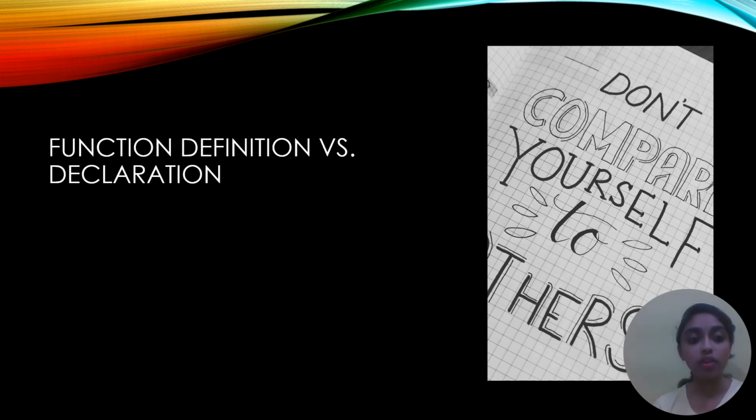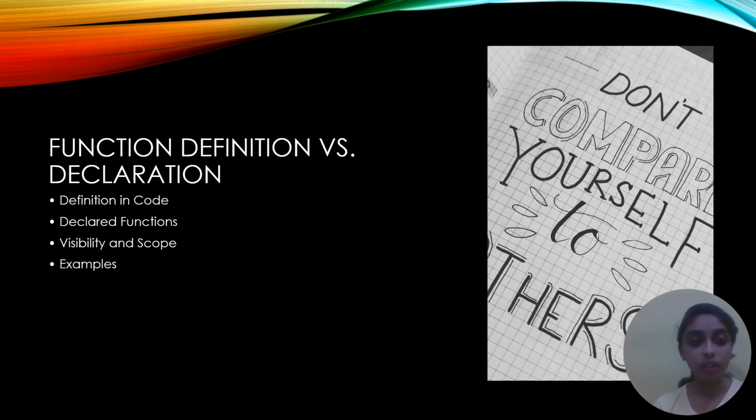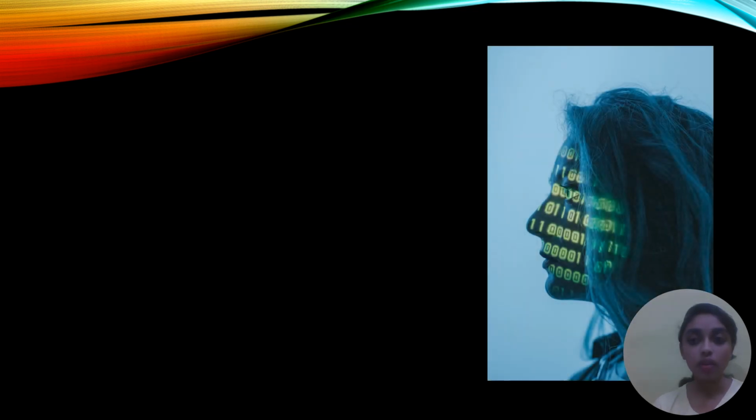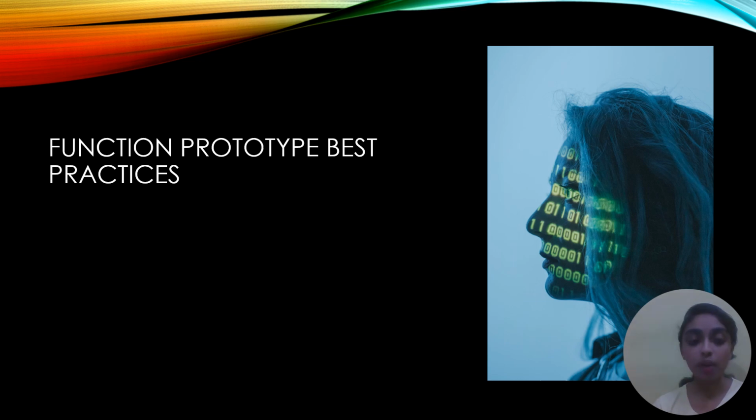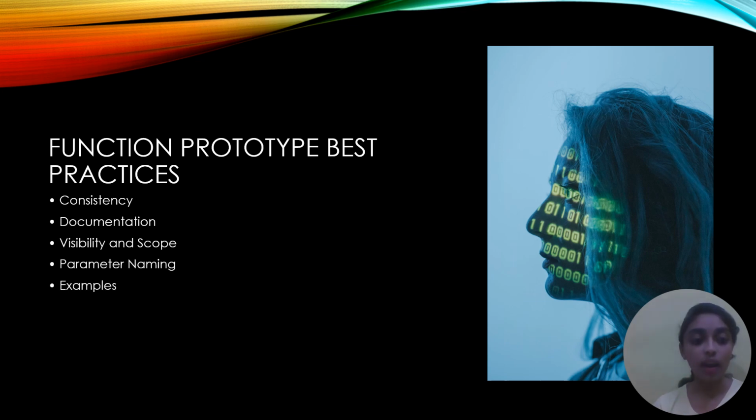Next, we'll move on to the difference between function definition versus function declaration. Here, we'll learn about the definition in code, declared functions, visibility and scope, examples, use cases, advantages and disadvantages, and many more. Here, we'll learn about the function prototype best practices, consistency, documentation, visibility and scope, parameter naming, examples, importance, etc.